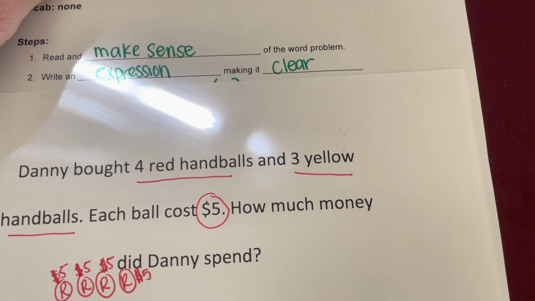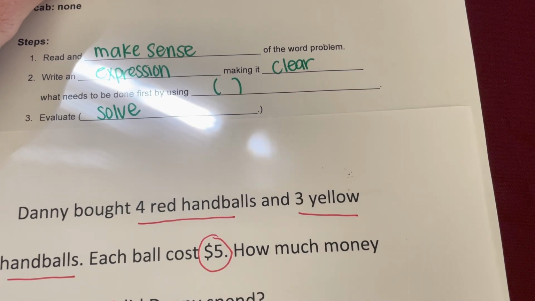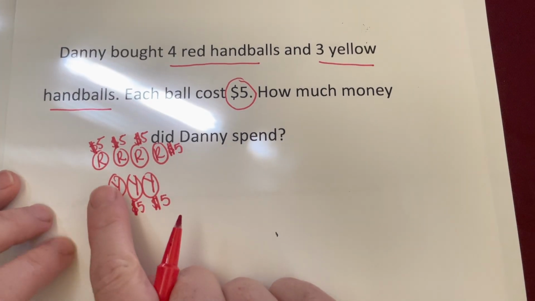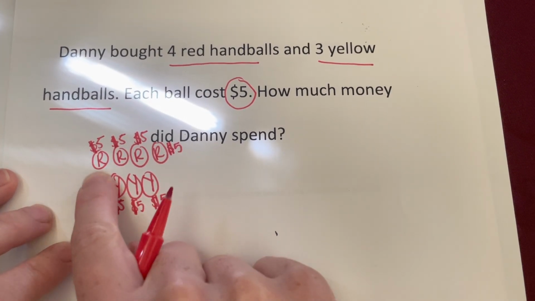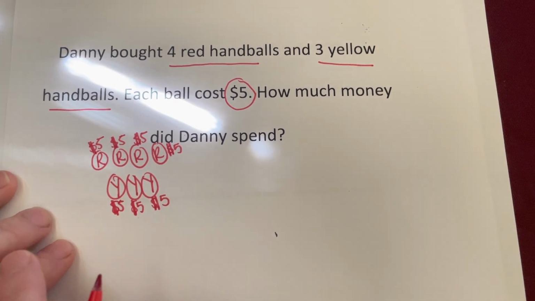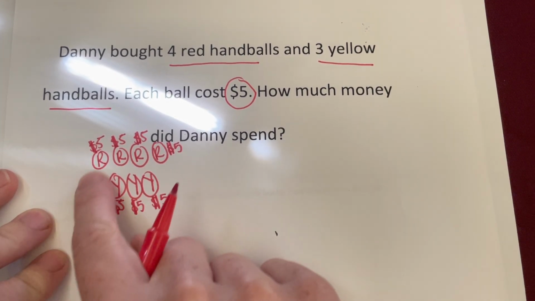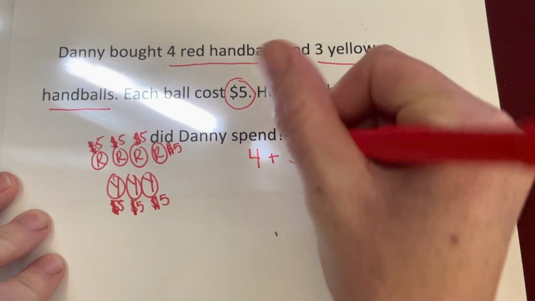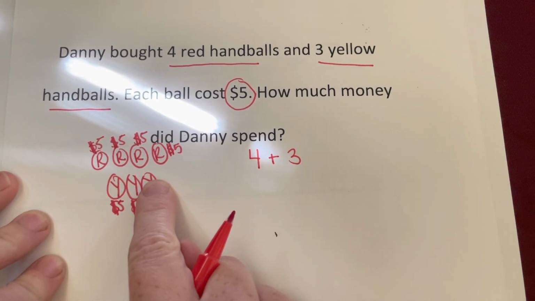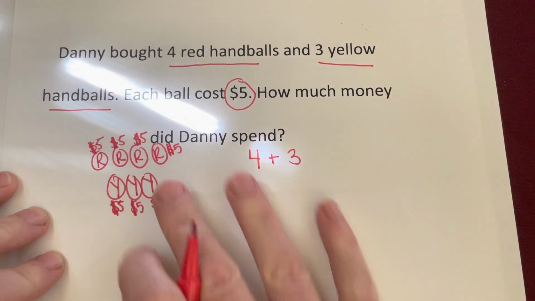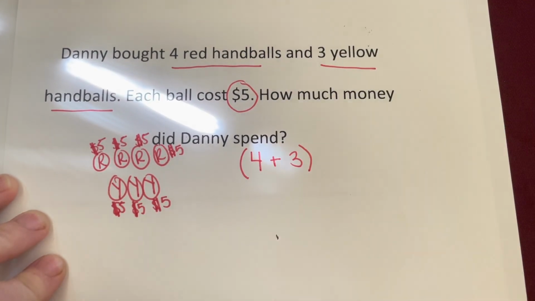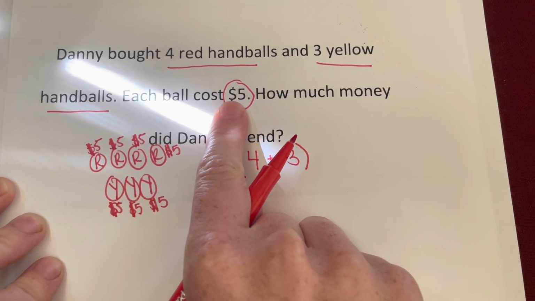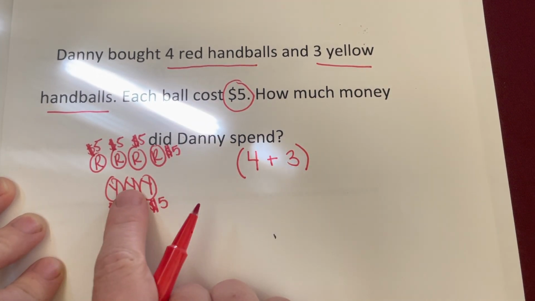Step 2, I need to write an expression, making it clear what needs to be done first. So first, I need to figure out how many total handballs he got, because I see that he got red ones and I see that he got yellow ones, but how many did he get total? So I'm going to do 4 plus 3. 4 of the red plus 3 of the yellow. And then I need to use my parentheses to show that that step goes first. And then I know that each ball costs $5, so I can just multiply it by 5.